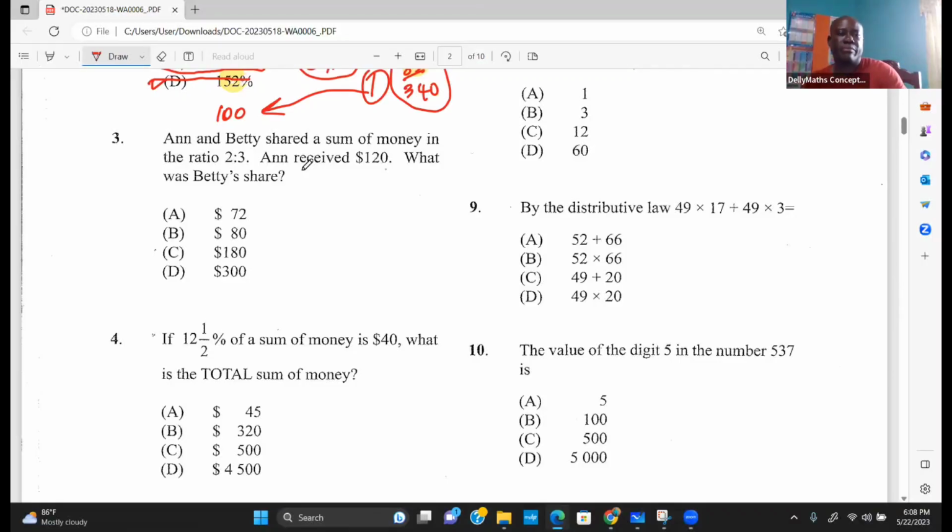Number 3, it says Anne and Betty shared a sum of money in the ratio 2 to 3. Anne received $120. What is Betty's share? All right, guys, see if you could work that out quickly.